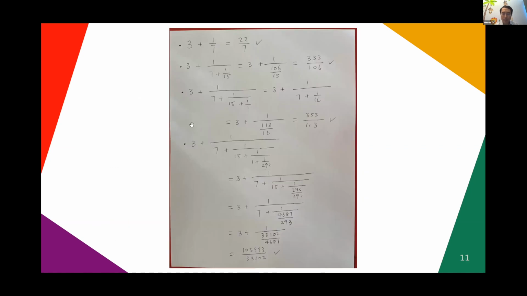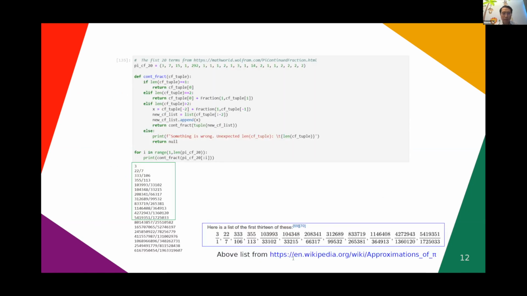So I did this manually with the first 4 terms to confirm that I knew how to do it. Then I wrote a small recursive function to calculate that. So I found these first 20 terms from this web page. And then after correcting this function, it worked out these terms. And indeed, the 22/7 and the 355/113 are here. And the first dozen or so terms really matched what's listed in that Wikipedia page as well.